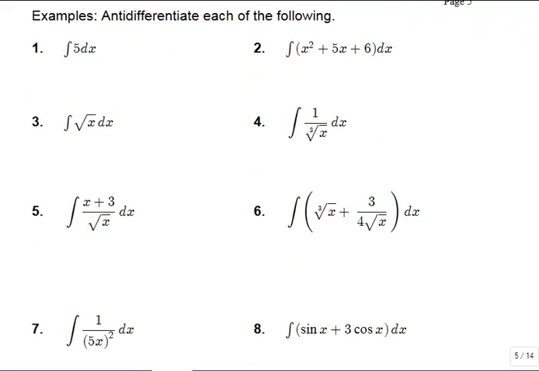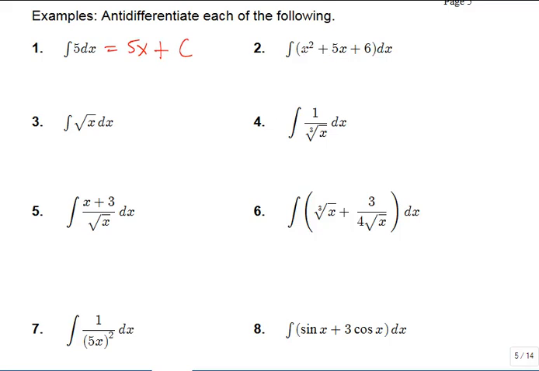All right, let's try some examples. So integral of 5 dx, this just means what function has 5 as its derivative? Well, we know that that would just have to be 5x. And then you always want a plus c on the end.